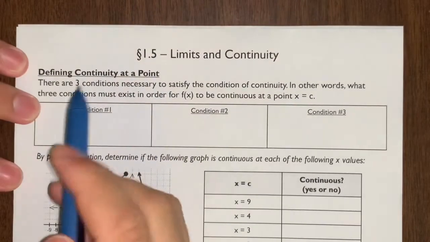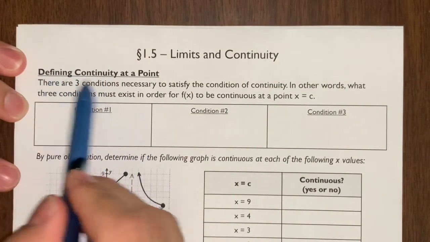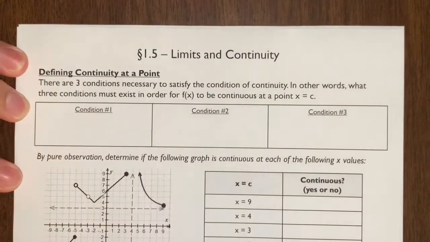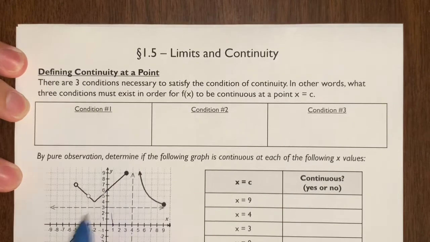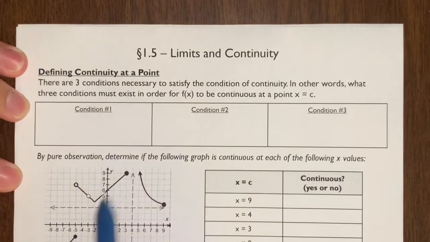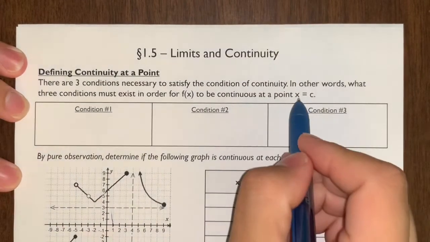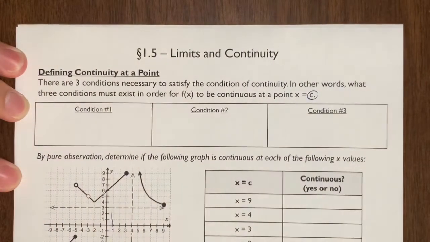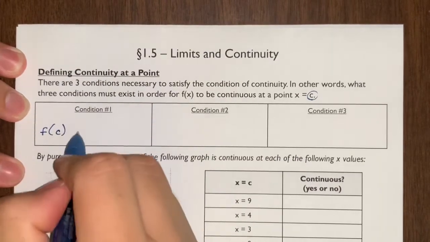All right, so how do you determine if a function is continuous at a specific point? A lot of times they'll ask you to look at a specific x value and determine if the function is continuous at this x value. There are three conditions for that, and for our x value, we're just going to use c right now. Three conditions to determine if it's continuous at x equals c. The first thing, it has to be defined at x equals c.